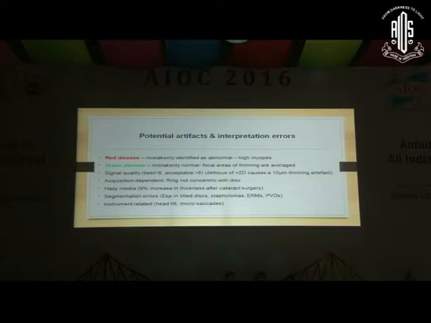Also, small focal areas are averaged when you look at the quadrantic map alone. And so you may miss thinning, and this is called the green disease. The focal areas are missed because you've only looked at the average. And that's where you may actually miss out on an early glaucomatous loss.